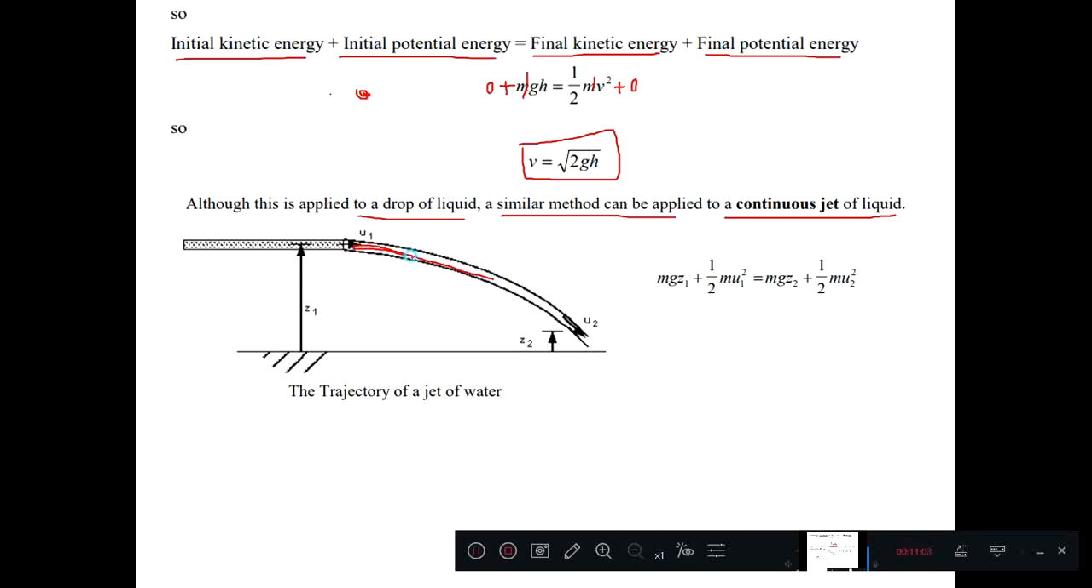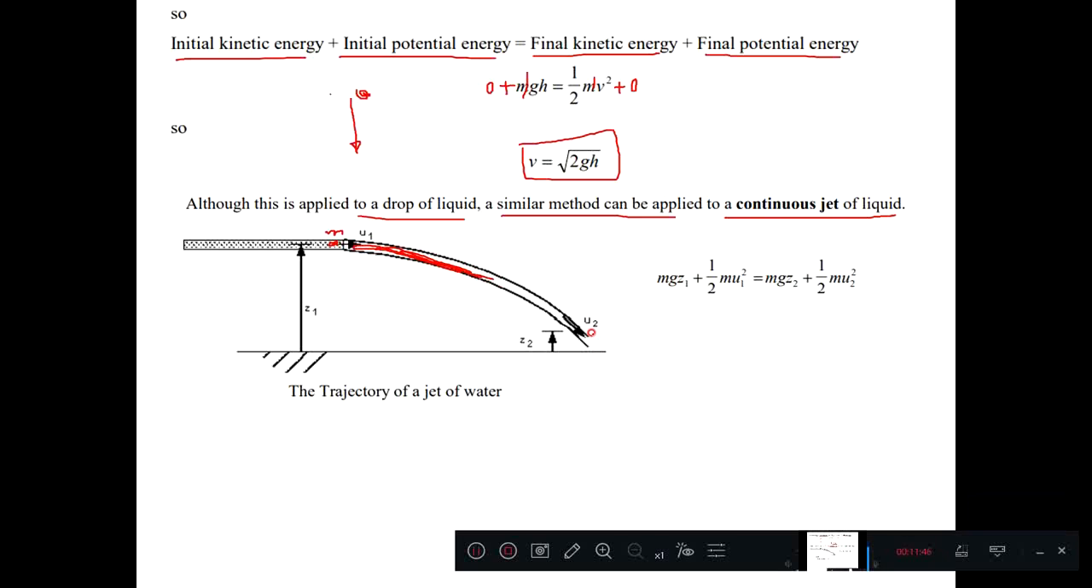The liquid is coming out of the pipe as a jet, and initially the liquid particle is here, having a mass m. It is falling from a height of z1 to z2, similar to the drop of liquid which was falling down from a height of h. But here it is a jet of liquid falling from z1 to z2. So the velocity also changes from u1 to u2: the initial velocity was u1 and the final velocity is u2.